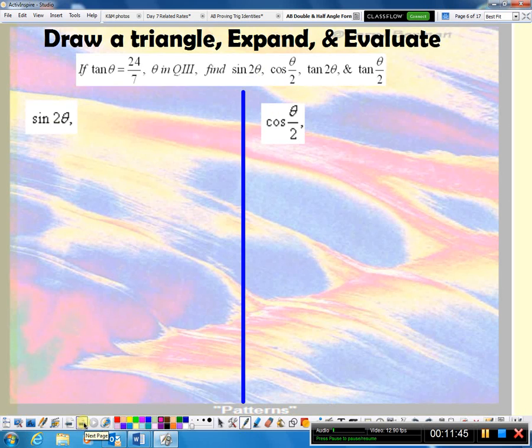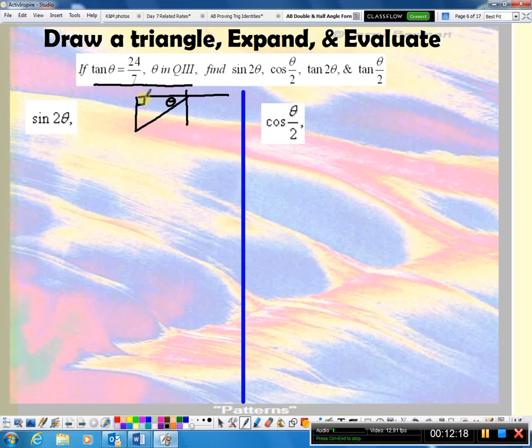So let's practice drawing the triangle that demonstrates the given information, expand, and evaluate. We did some of these yesterday with the sum and difference formulas. The given information says that tangent theta equals 24/7 and theta is in quadrant 3. Okay? I'm going to draw the information. If theta is in quadrant 3, then I'm going to put theta here.